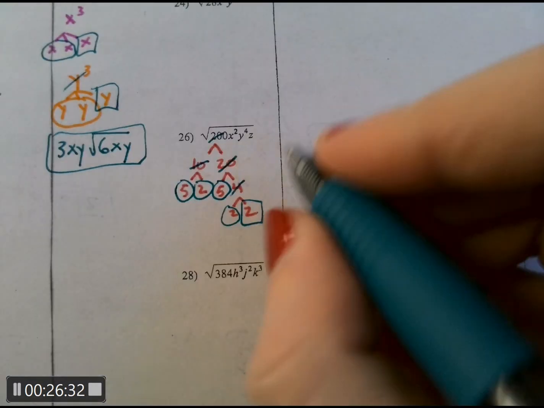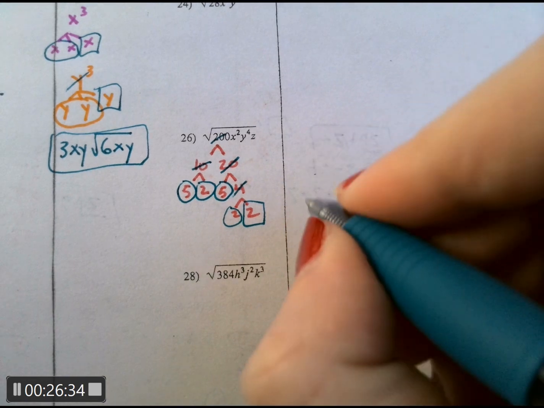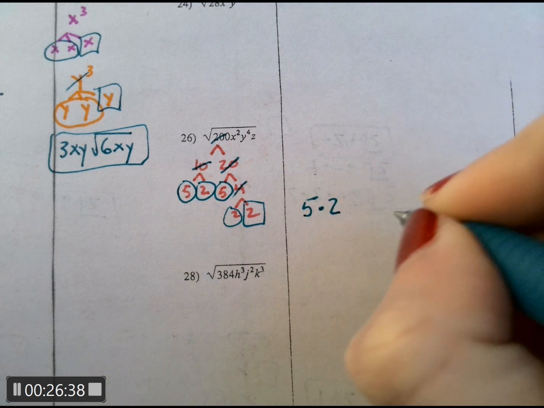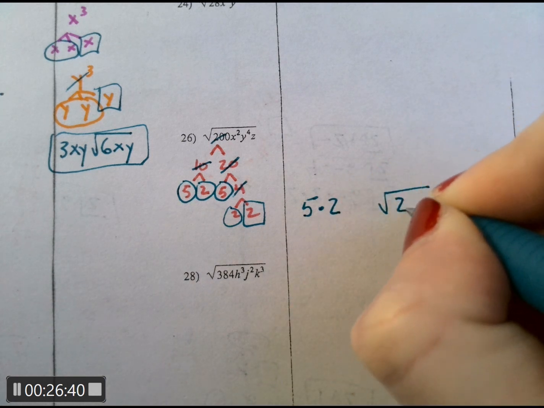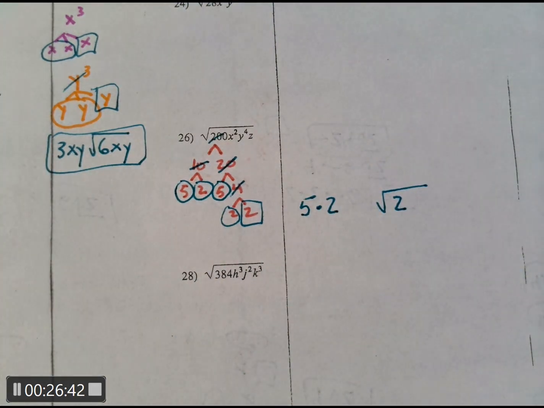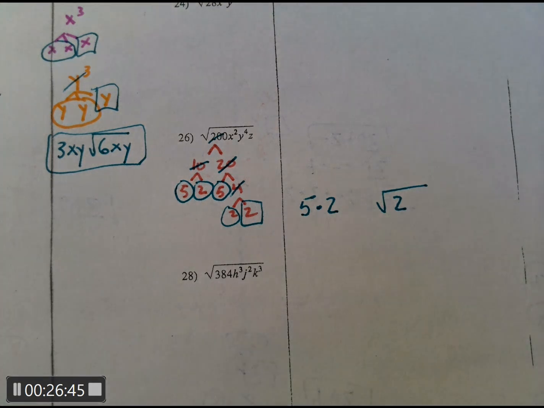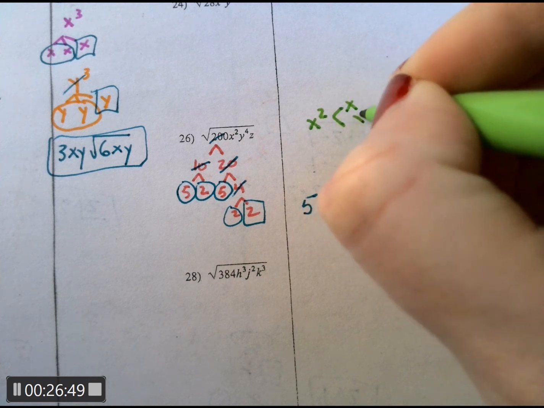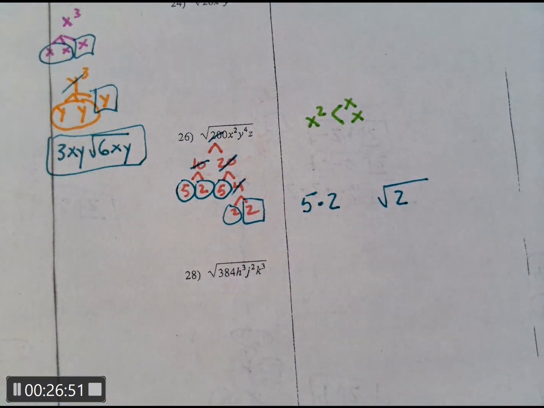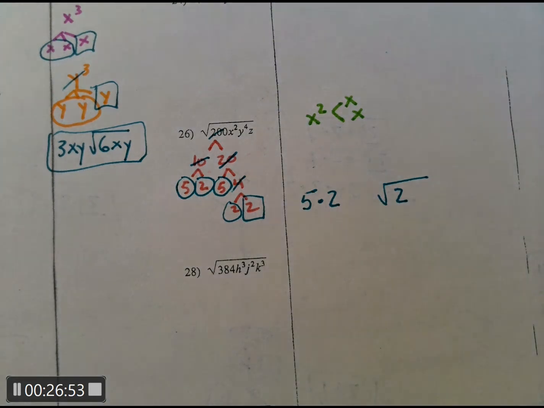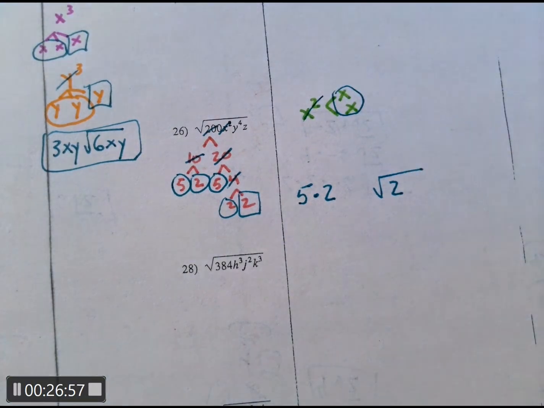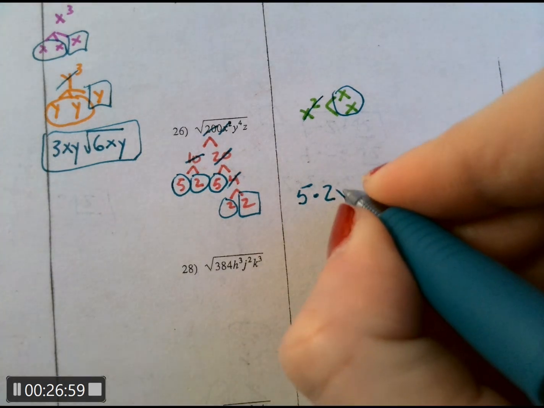Alright, so now, and I'm going to put this off to the side. So now I have one pair of 5s. So I have 1 5. Times one pair of 2s, leave some space, and a 2 goes on the inside. Okay? So now I'm going to do my x squared, which gives me 2 x's. So cross out what you used, and circle your pairs. I have one pair of x's, so that's going to go on the outside.